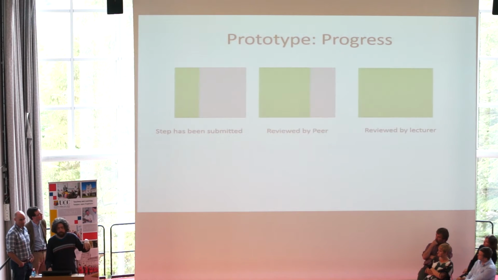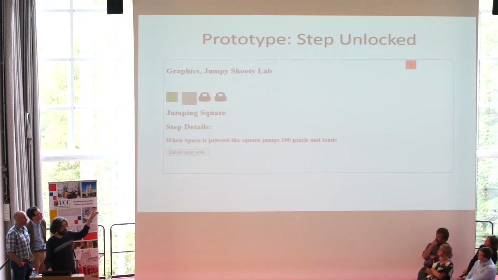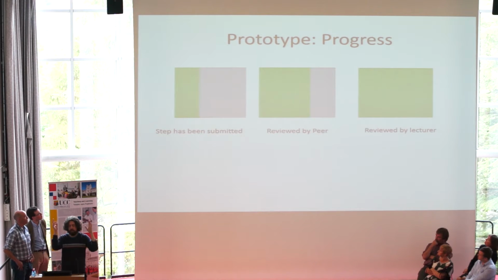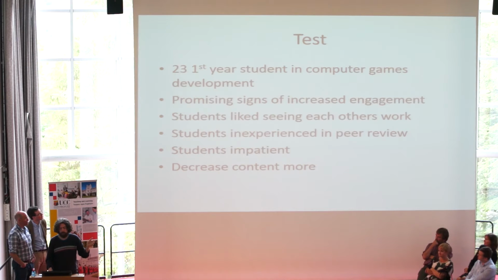And there's basically those squares up there, there's kind of three pieces. The first third is that you've submitted your step. The second one is that it's been reviewed by a peer. And for the steps that needed a lecturer to review as well, it would look like that. So the students can see the progress throughout the lab.